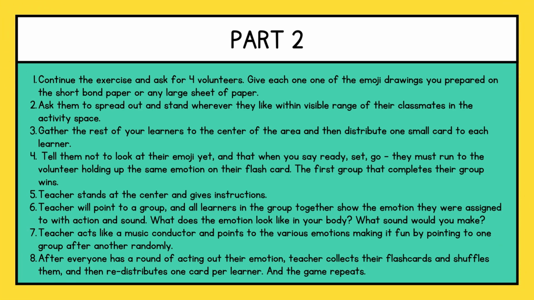Part 2. Continue the exercise and ask for 4 volunteers. Give each one of the emoji drawings you prepared on the short bond paper or any large sheet of paper. Ask them to spread out and stand wherever they like within visible range of their classmates in the activity space.